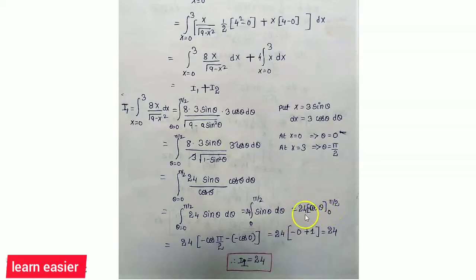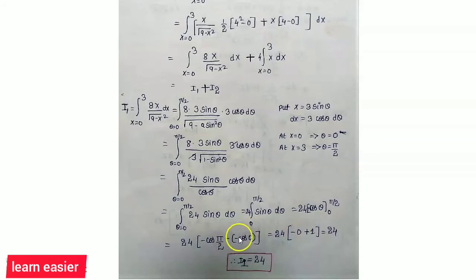So let's substitute. The integral of sine theta is minus cos theta, so here it is minus cos theta from 0 to pi by 2. Let's substitute the limits: minus cos pi by 2 minus of minus cos 0. We can see here cos pi by 2 is 0, so that's why here we have minus 0.